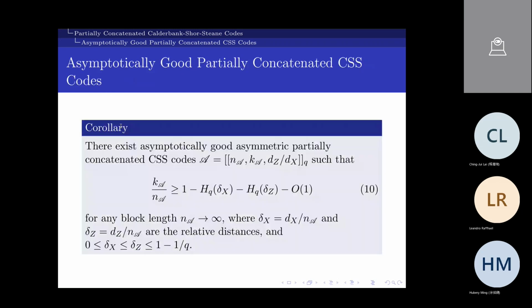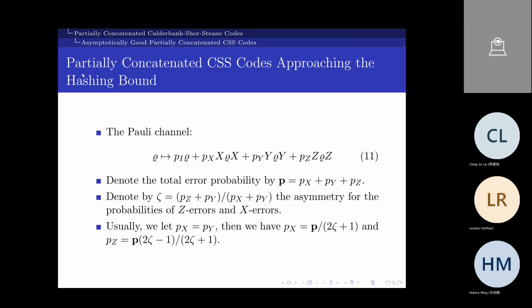Here we use the corollary to show that PC CSS codes can approach the hashing bound for the Pauli channel. Here is the classical Pauli channel, and we denote the total error probability by p, and denote by theta the asymmetry for the probabilities of Z errors and X errors. And usually we let Px be equal to Py. Then we have Px and Py given by these two equations.